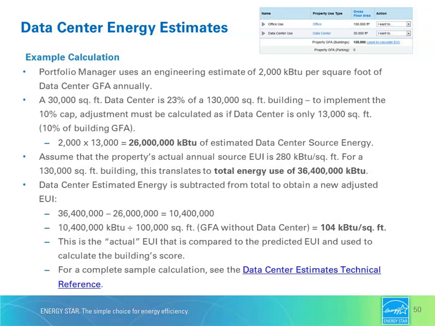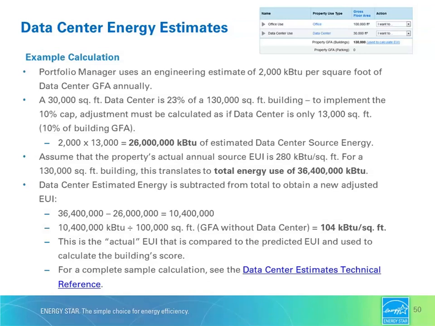So in this case, we need to apply the 10% cap that I mentioned earlier. 10% of 130,000 square feet is 13,000 square feet. So we're going to estimate the data center energy as though the data center is 13,000 square feet instead of 30,000. So then we calculate how much estimated energy that space will use. 2,000 kBTU times 13,000 square feet equals 26 million kBTU. That's the amount of energy that Portfolio Manager estimates this data center will use. Again, making the assumption that it's only 10% of the building area instead of 23% because of that 10% cap.